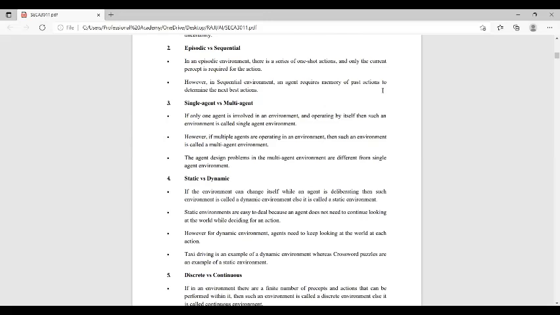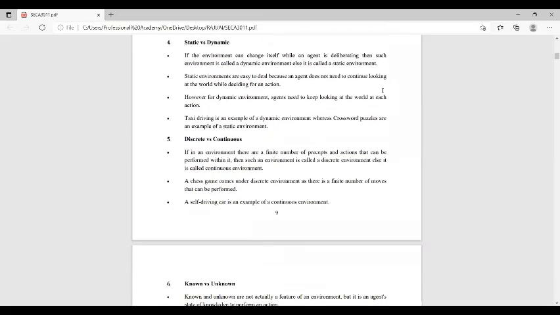Then single agent and multi-agent. An environment with only one agent is called a single agent environment. Multi-agent means the environment has two or more agents, then it is called a multi-agent environment. Static versus dynamic: if the environment cannot change itself, and any effect is caused only by the agent, then it is called a static environment. If the environment can change itself, then it is called a dynamic environment.